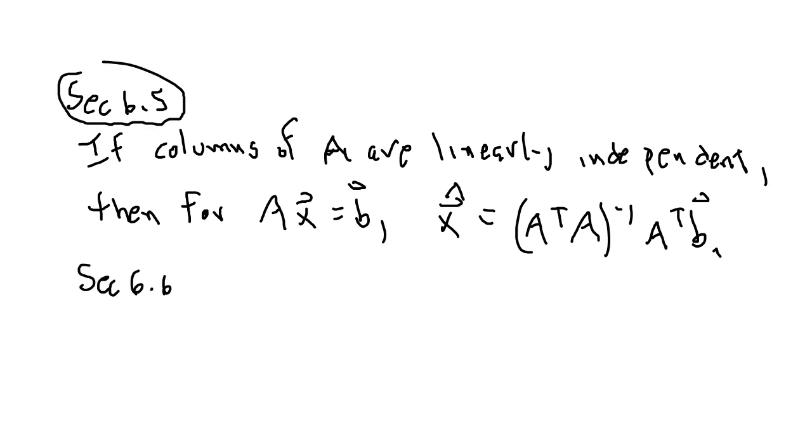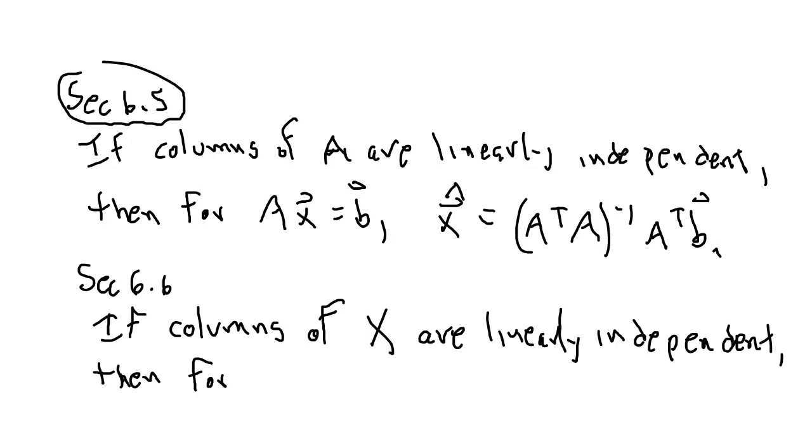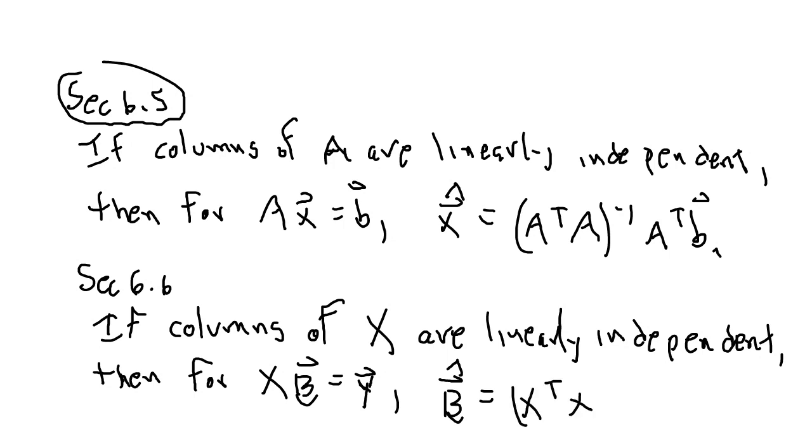In section 6.6, if the columns of the design matrix X are linearly independent, then for design matrix X times parameter vector B equals observation vector Y, beta hat equals X transpose X inverse times X transpose times vector Y.